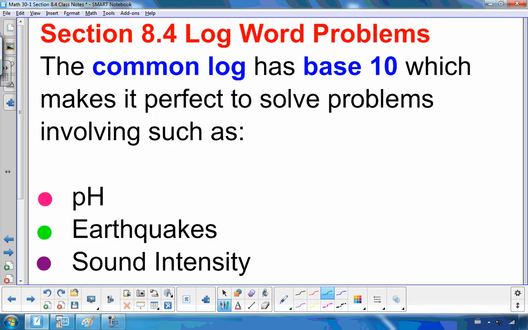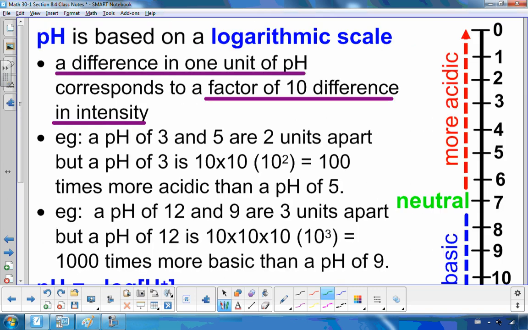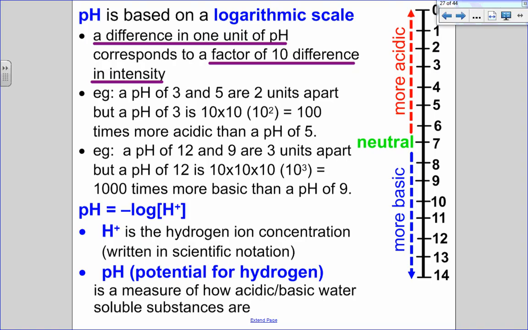Okay, so in this section, as I said, we're going to do word problems, and all of our word problems are based on a logarithmic scale. So the common log has a base of 10, and each one of these, pH, earthquakes, and sound intensity, are also based on a logarithmic scale. So it makes it a perfect fit for log word problems. Okay, so let's talk about pH first.